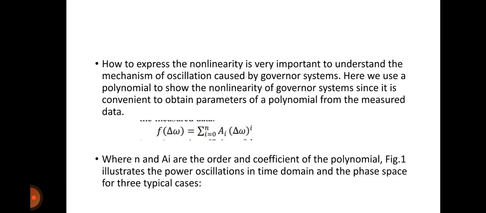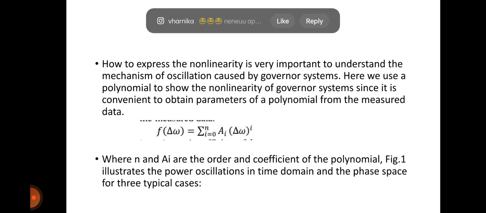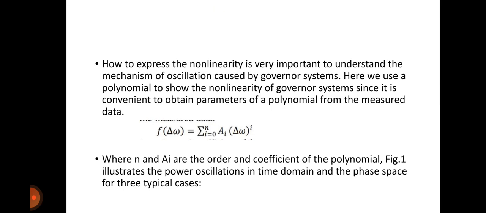How to express the non-linearity? It is very important to understand the mechanism of oscillation caused by governor systems. Here we use a polynomial to show the non-linearity of governor systems, since it is convenient to obtain parameters of a polynomial from the original data. F(delta omega) is equal to the summation, i equals 0 up to n, of a_i delta omega to the power i, where n and a_i are the order and coefficient of the polynomial.